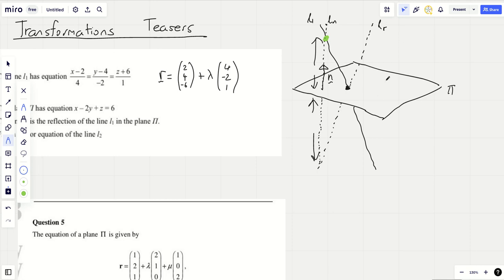Let's call it LR. And so here's the general strategy. Let's use lots of colour here and different dots. Basically, what we're going to do, we start off with L1 and the plane.